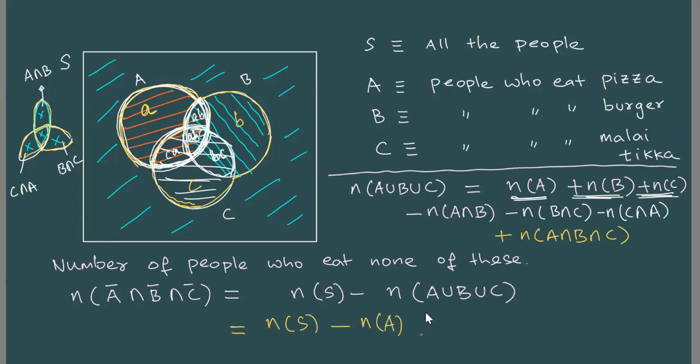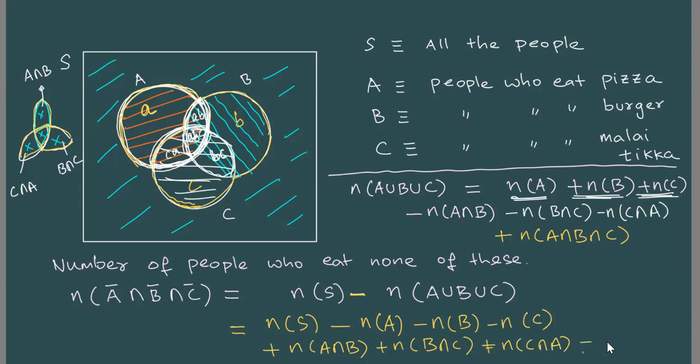I'll subtract people who eat. I mean, there is a minus here. So wherever you have plus, that will become minus. And then wherever you have minus, that will become plus. And then this will become plus. Minus, oh, what did I do? Plus this plus, and this is n of A intersection B intersection C.